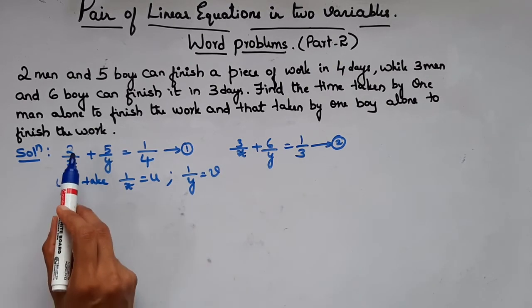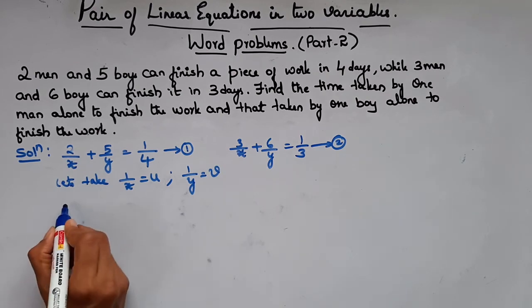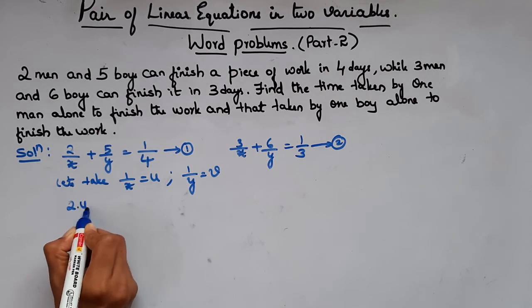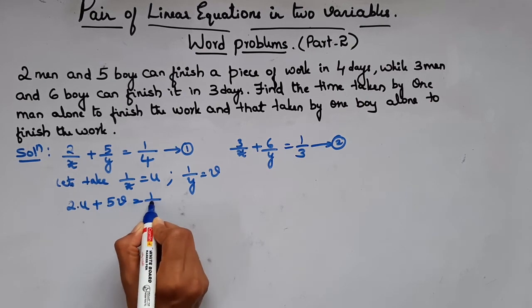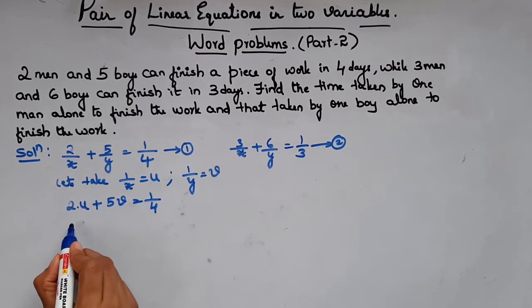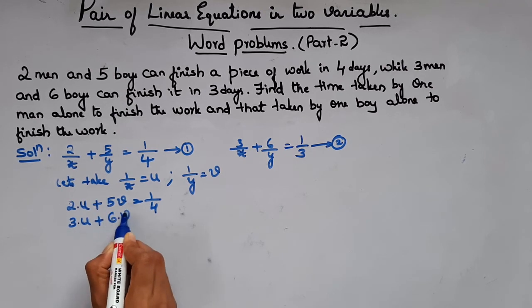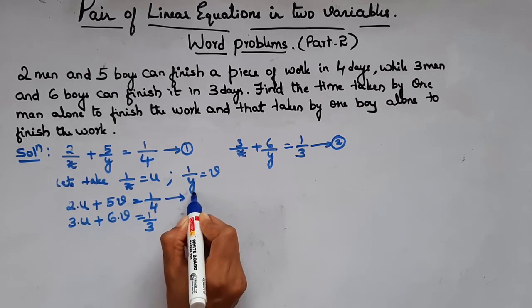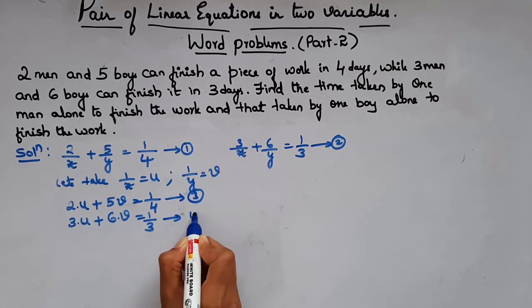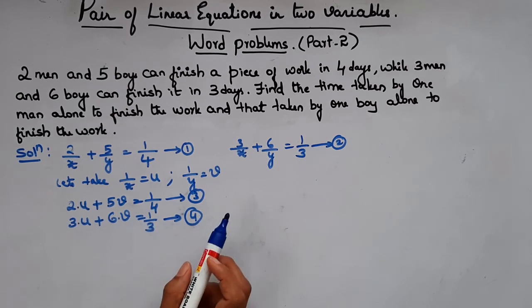In both the equations we have 1/x and 1/y. So now replace 1/x by u. We have 2u + 5v = 1/4, and in this case we have 3u + 6v = 1/3. Let's call these equation 3 and equation 4. Now we can solve these two equations by the elimination method.